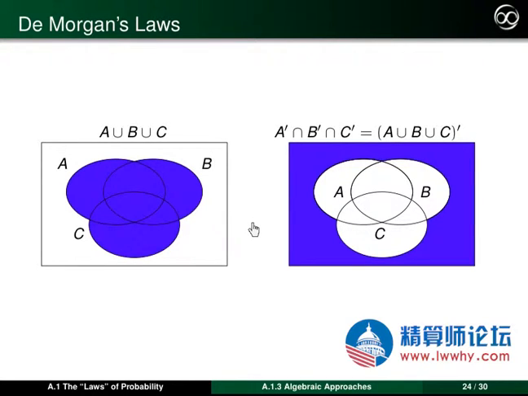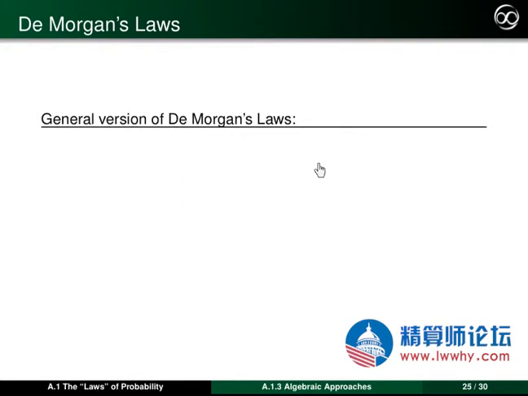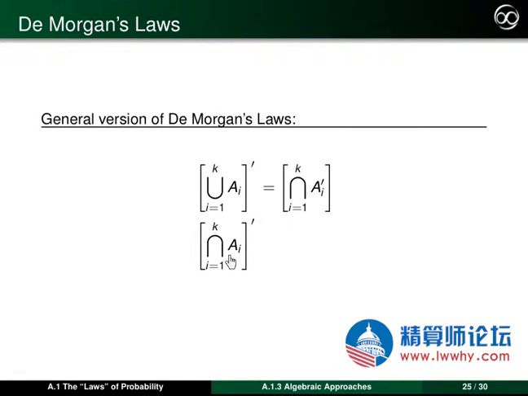That's what De Morgan's laws say. Here I have the intersection of the complements is equal to the complement of the union. Right, so more generally, De Morgan's laws say that the complement of the union is equal to the intersection of the complements, and vice versa. The complement of the intersections is equal to the union of the complements.